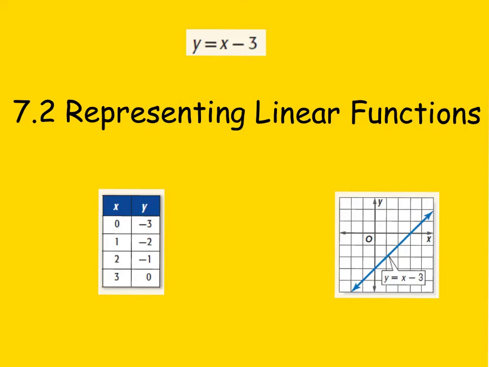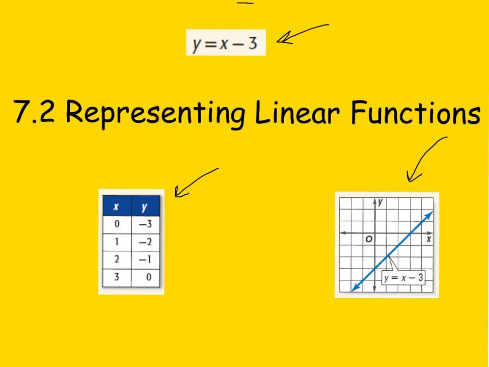Today we're going to be talking about representing linear functions. There are three different ways that you can recognize these linear functions. The first way is through an equation. The second way is through a table of values. And the third way is through a graph. Now all three of these actually represent the same exact thing.